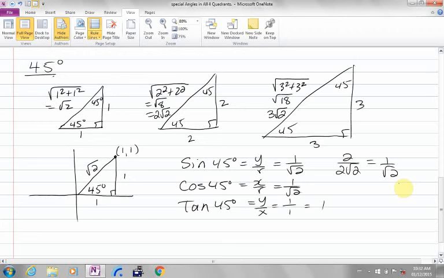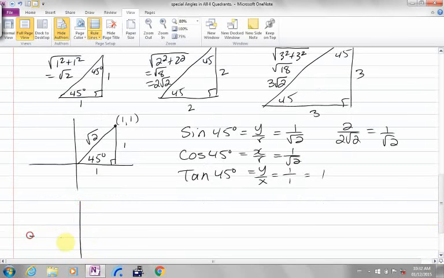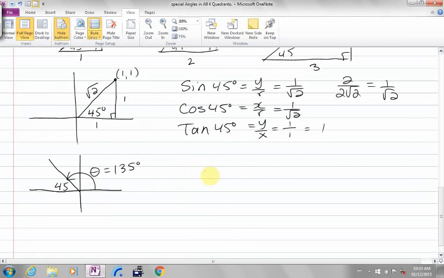Okay? And if we know them in quadrant 1, then we know them in all quadrants. So not only do we know the angle of 45 degrees, if we moved into quadrant 2 and we had a reference of 45 degrees, what would our angle in standard position be? 135 degrees. All right. So we could then, without knowing any lengths, come up with the sine, the cosine, and the tangent of 135 degrees.